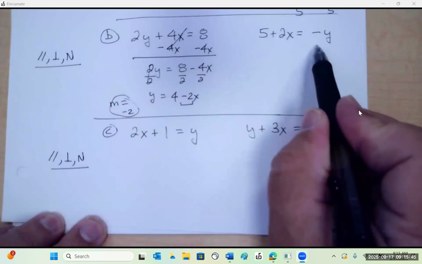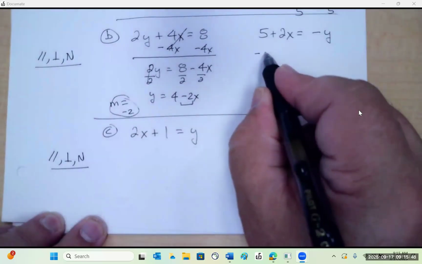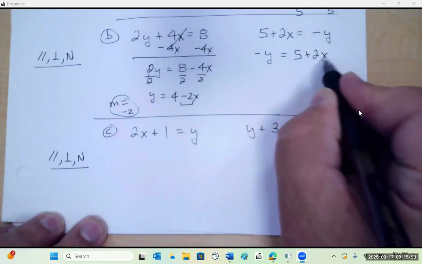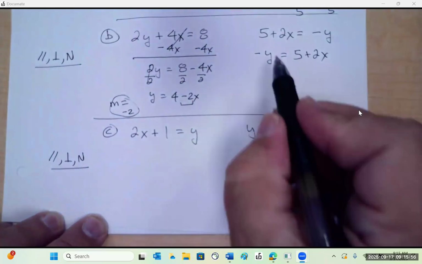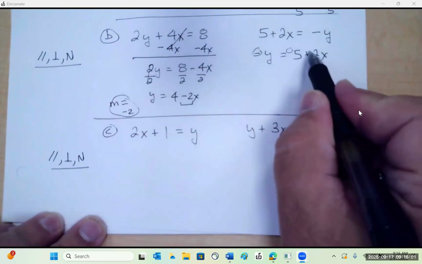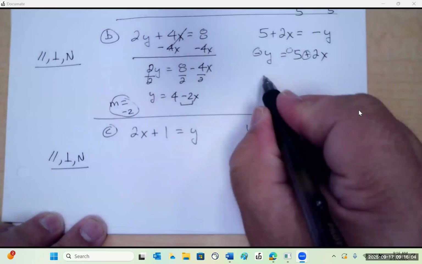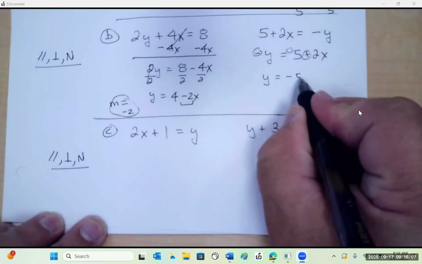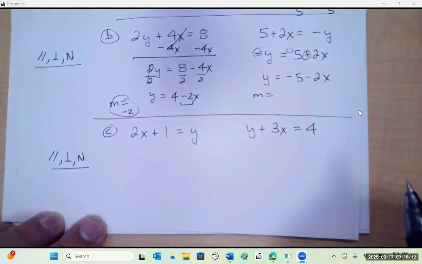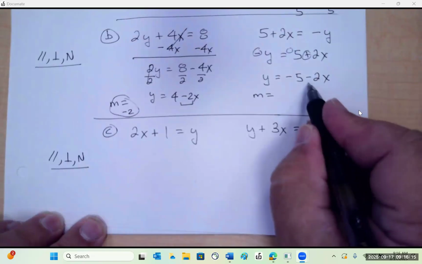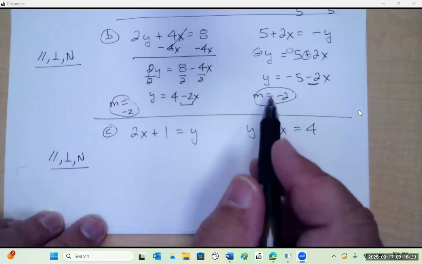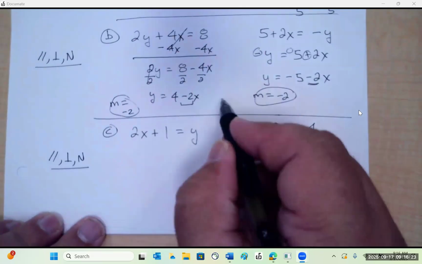Okay, the second equation, let's rewrite, put this over here. All I do is flip it around. To get rid of this negative sign, what do I do? Just change the signs across the board. y equals negative 5 minus 2x. So what's the slope of this one? Also negative 2. So they're both negative 2s, so what does that tell us? If they're the same, it's what? It's parallel.